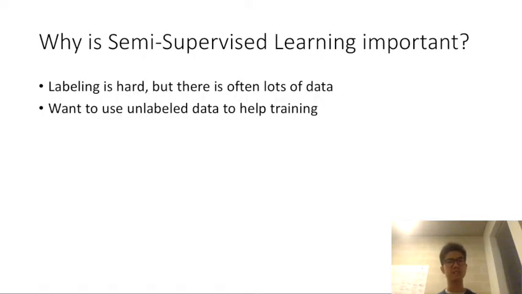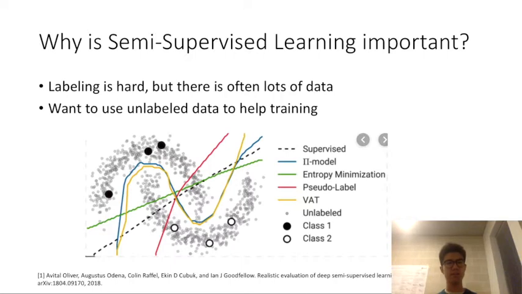Firstly, why is semi-supervised learning important? Well, there are plenty of domains in which there's lots of data, but labeling is hard. A motivating example is a 2 moons dataset, in which there are 6 labeled samples, given by the 3 black dots and the 3 white dots.